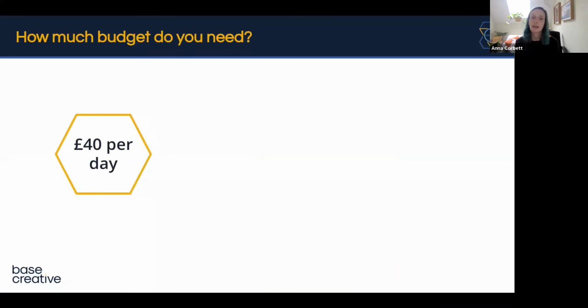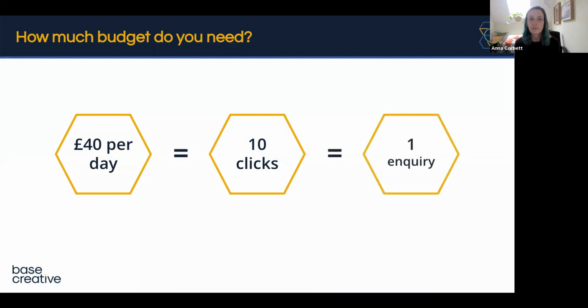But depending on the keywords you want to target, that kind of spend could only get you about 10 clicks per day or fewer, remembering that the average cost per click in the law sector is £4 or higher. And then based on that average conversion rate Abby just talked about, which is 10%, that could result in only one inquiry. So let's put that into perspective and look at a couple of law firms, what keywords they are targeting and how much they might be spending.